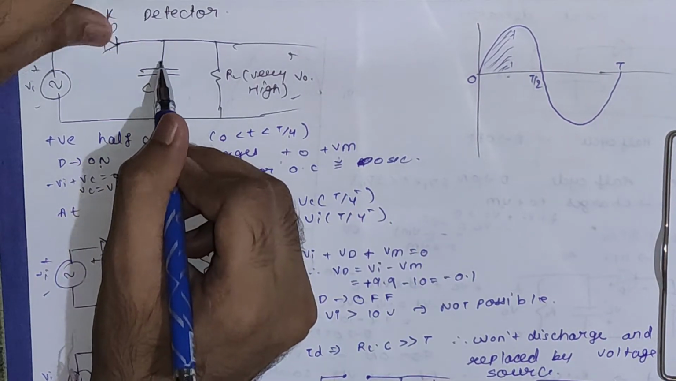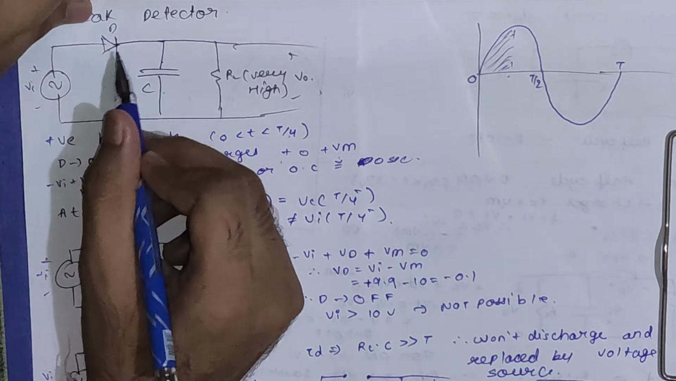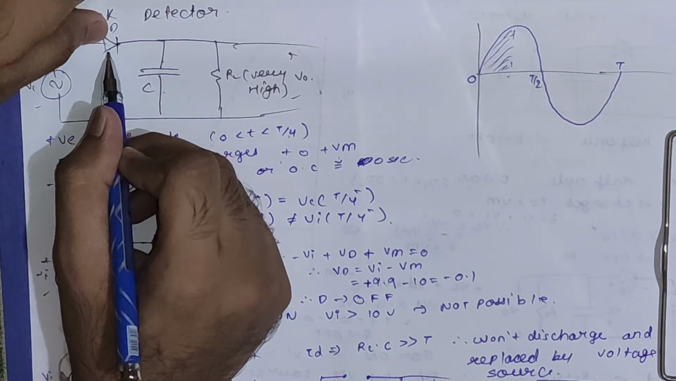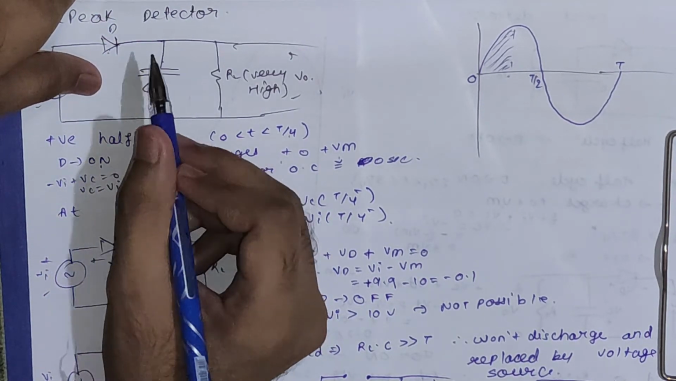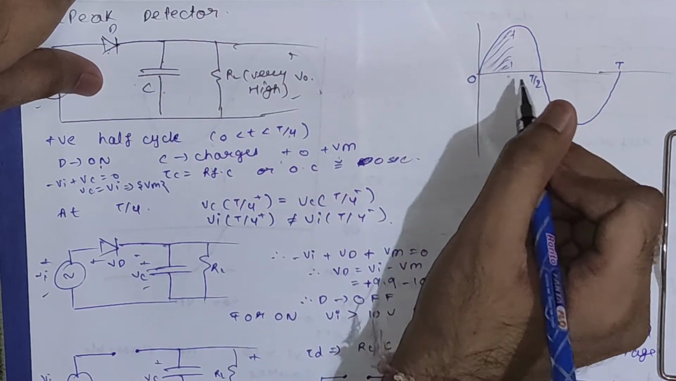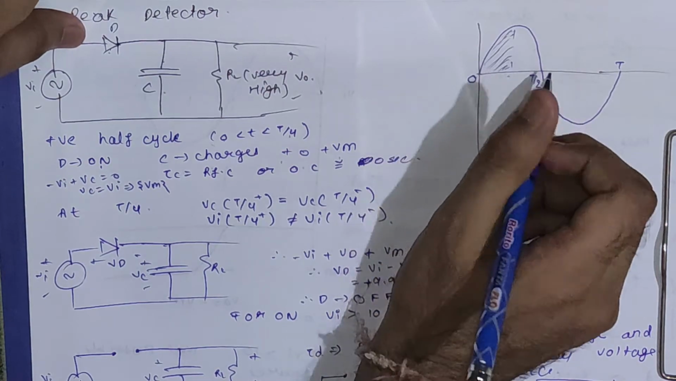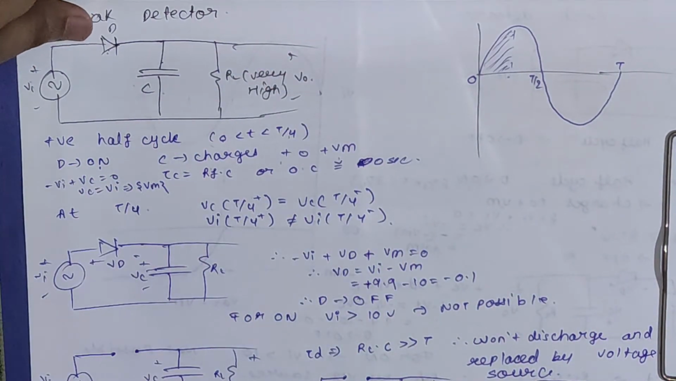Why? Because you can see the capacitor will get the charging path through this diode. The resistance provided by this diode will be very small. So tau c of this capacitor will be nothing but Rf into C. Rf into C is very small as compared to the time period of this waveform. So we will say the capacitor will charge instantly to the maximum of the input waveform.